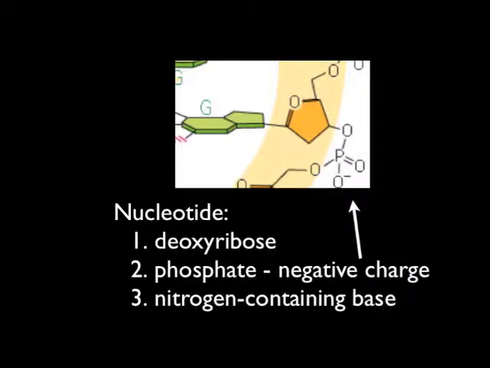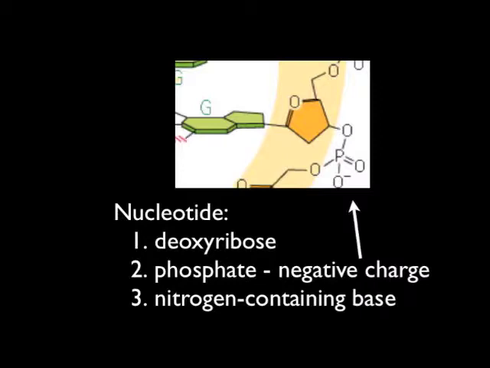Second, phosphate molecules have a negative charge, and the phosphate groups in DNA make it a negatively charged molecule. Because DNA is a charged molecule, different sized fragments of DNA can be separated using gel electrophoresis. The importance of this will become clearer as we move through this course.